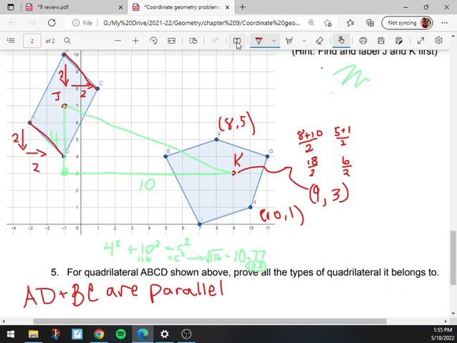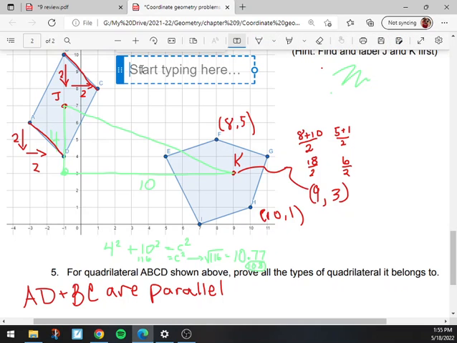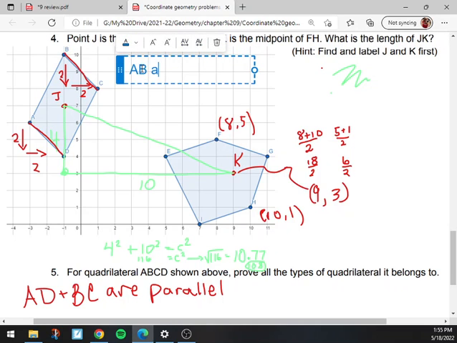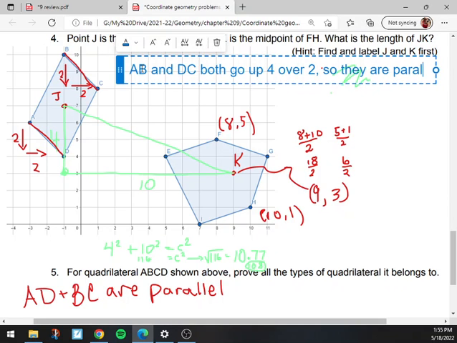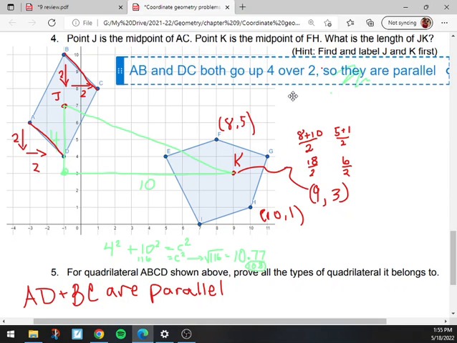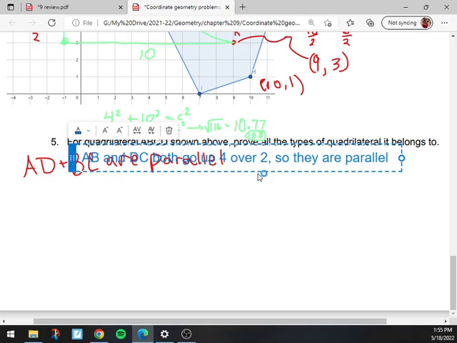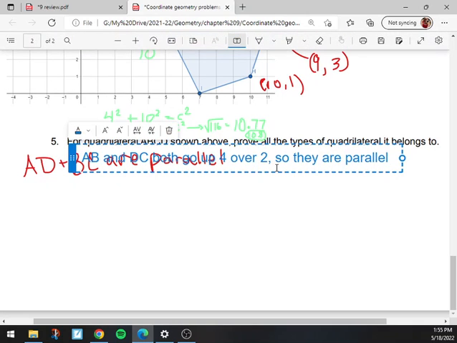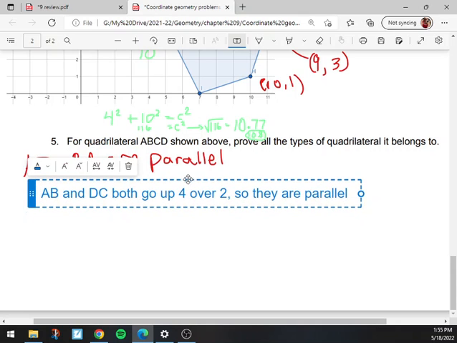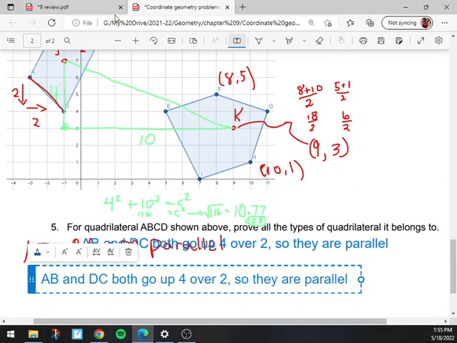So then the next thing we can see is that AB and DC both go up 4 over 2. So they are parallel. That's another way you could show that. That's me kind of proving my case there.